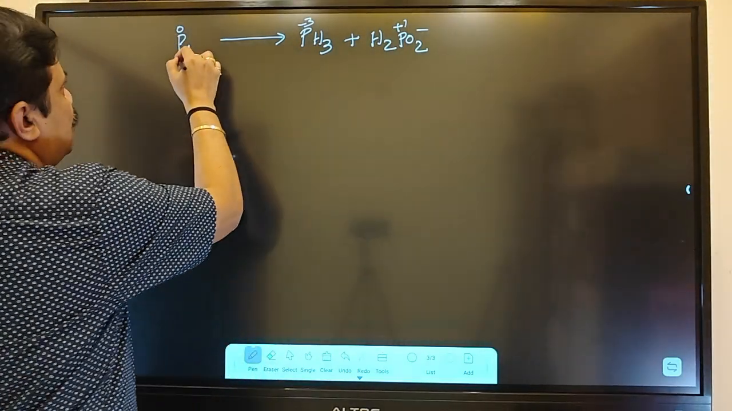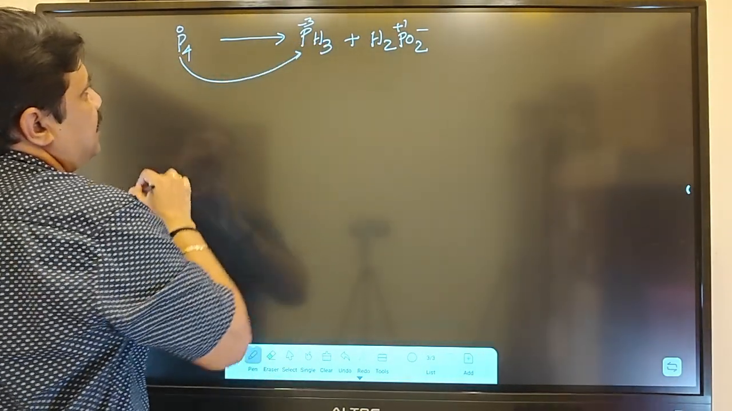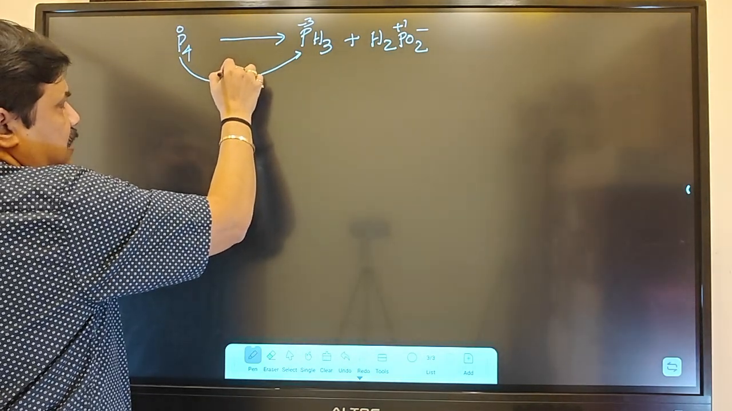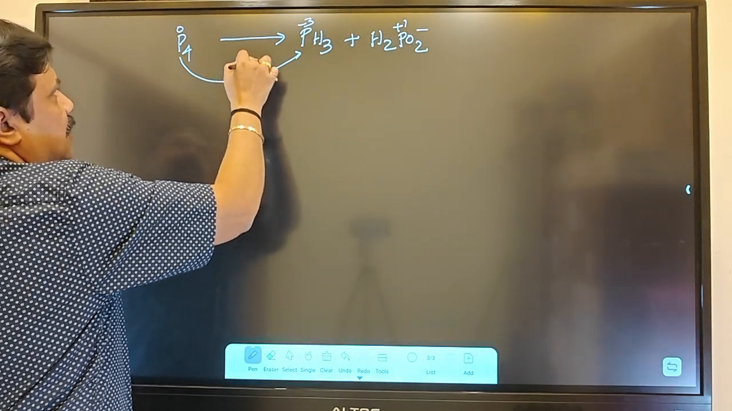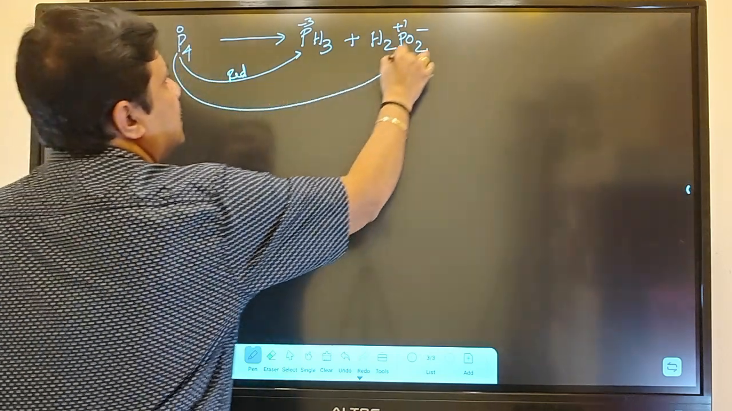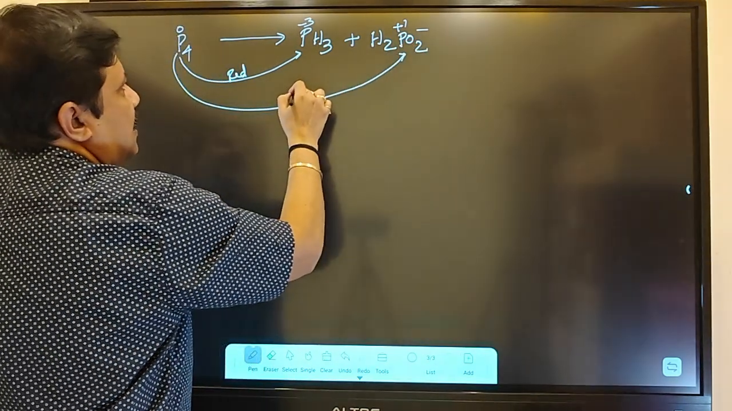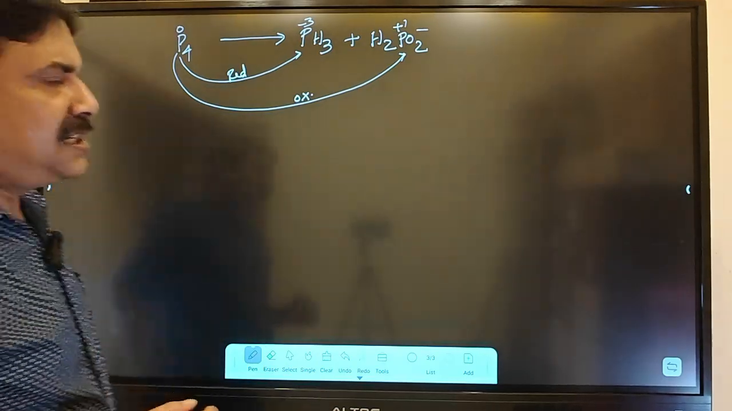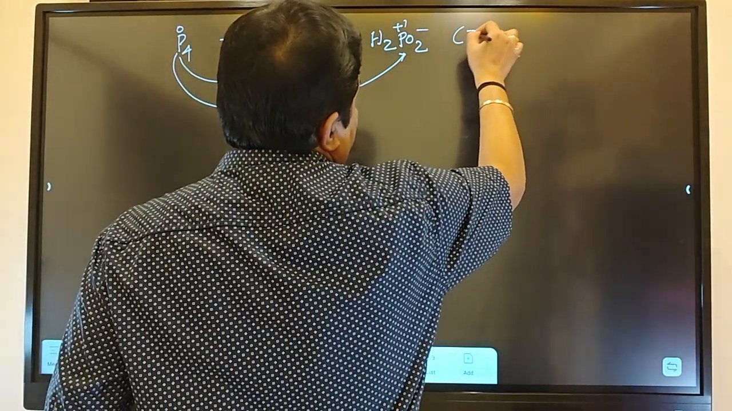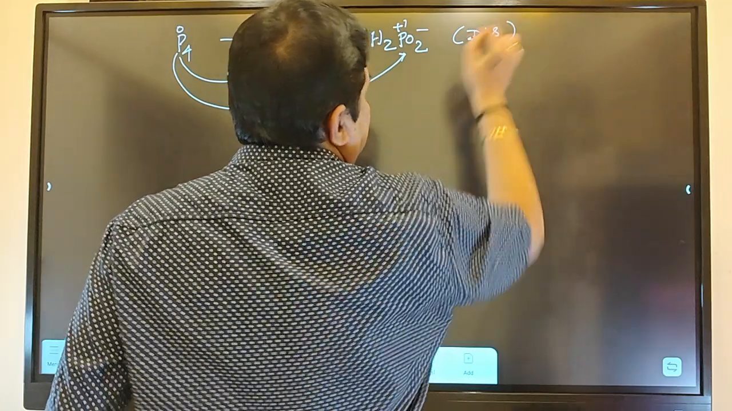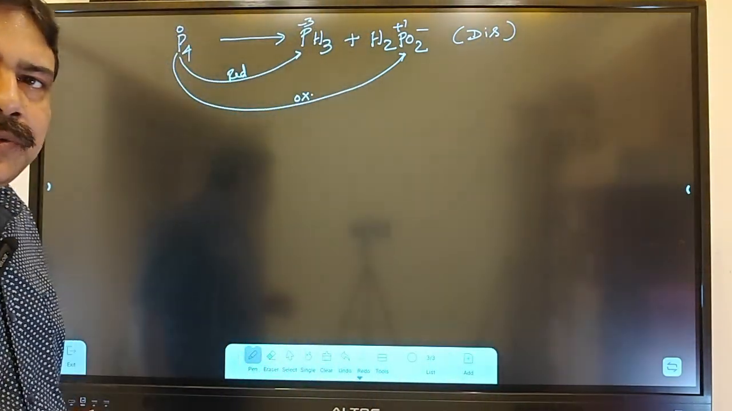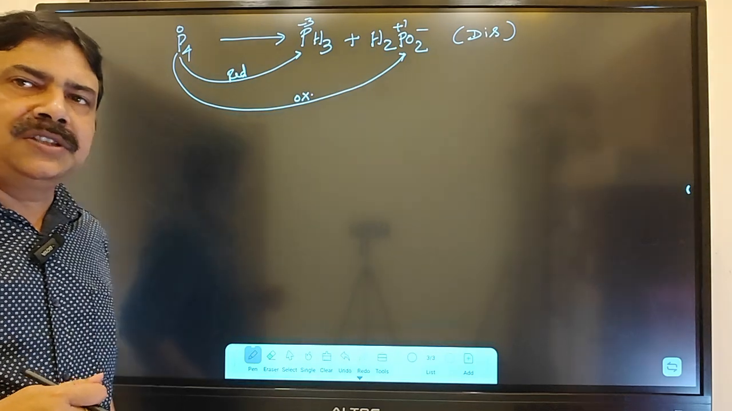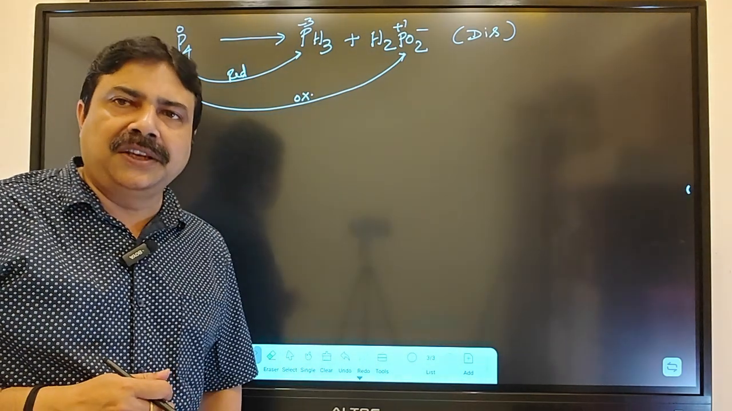Look at phosphorus going from 0 to minus 3, the oxidation number decreasing. So this is nothing but a reduction. Whereas the same phosphorus going from 0 to plus 1 is nothing but oxidation. So it is called a disproportionation reaction. If the oxidation state of one element goes to two different oxidation states, it is called a disproportionation reaction.